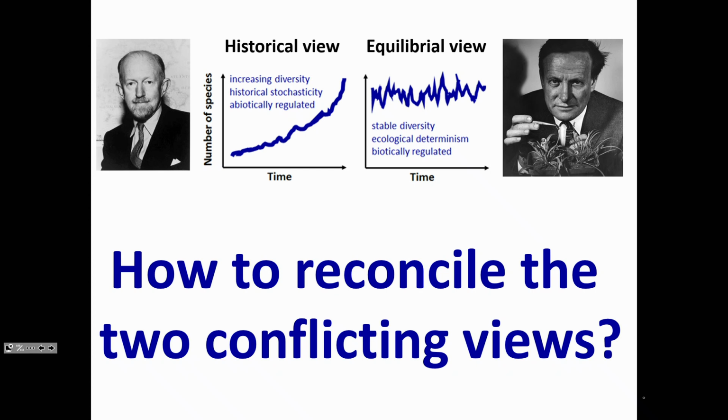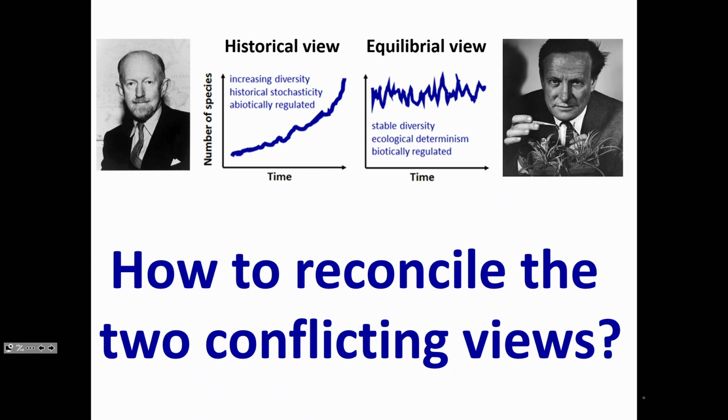So how do you reconcile these two views, the historical view and the equilibrial view? The historical view stated that species accumulate over geological time, and this process of accumulation is dependent on the history of the region, evolutionary and historical contingencies. The equilibrial view states that the number of species is very stable over time, determined by environmental conditions. And based on the results that we have seen here, both of these views seem to be valid.